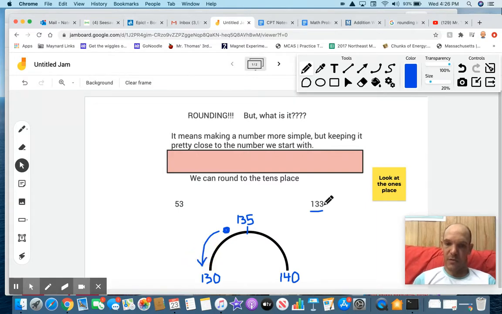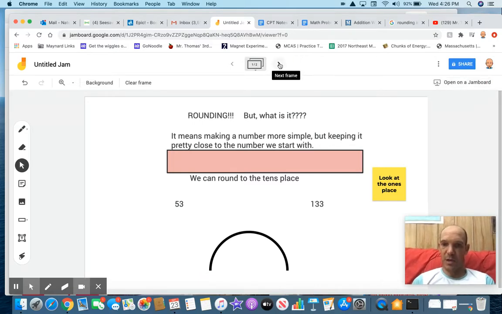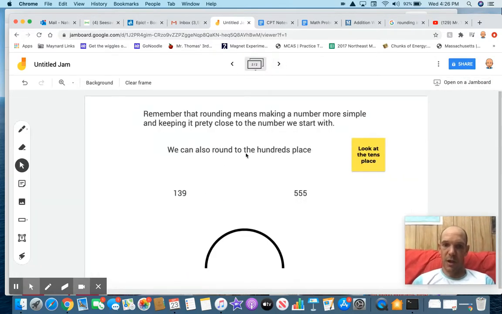Okay? If this happened to be, say, 137, that would have been over here, and it would go this way and round to 140. So that's a little bit how that works. So that's rounding to the tens place. Now we're going to jump to the next page, which is rounding to the hundreds place. And I want you to remember that when we round, we're making a number more simple and keeping it pretty close to the number that we start with. And I actually think that rounding to the hundreds place is easier than the tens place.